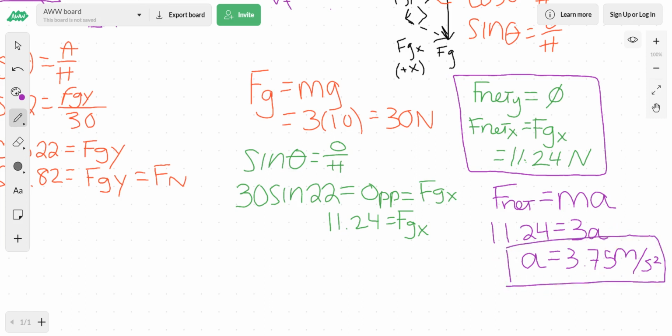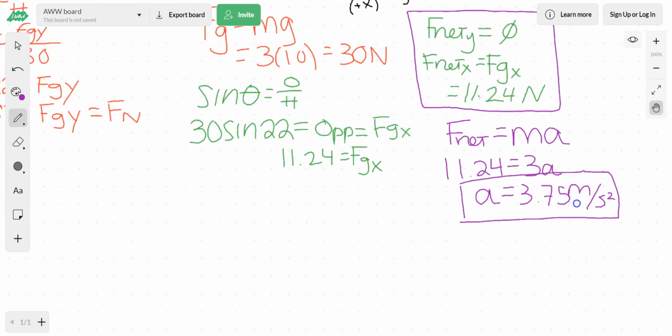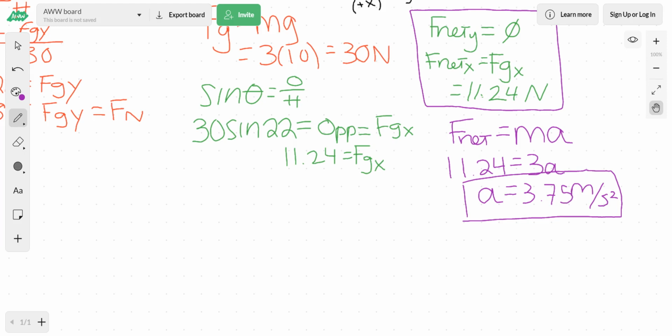So the final step is to figure out what the speed at the bottom is. So this is when you throw it back to kinematics. So in kinematics, we have a couple equations that include V final. One is V final equals V initial plus acceleration times time. The other is V final squared is equal to V initial squared plus 2a delta x.